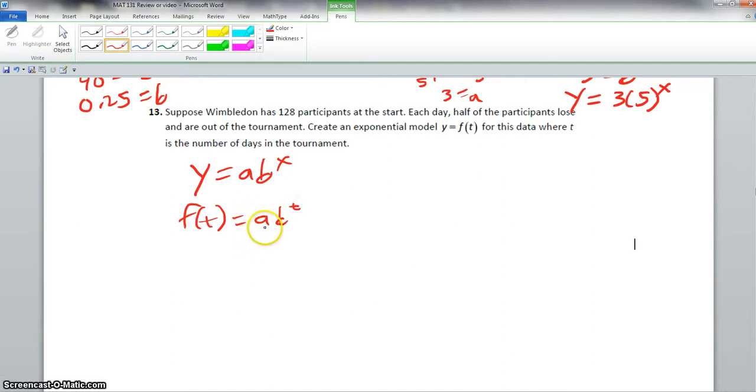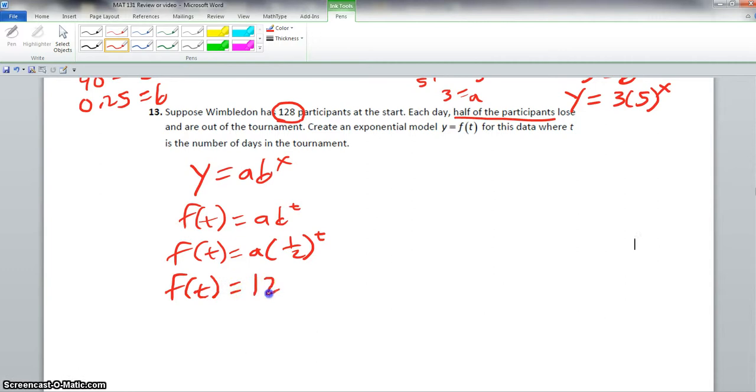Now remember, our b typically represents our slope. So if they're telling us that half of the participants lose and are out of the tournament, we have f of t is equal to a times 1/2 to the t power. Now also we have this here, our y-intercept. This is what we started with, the 128, so that is our a. So we have f of t is equal to 128 times 1/2 to the t power. And we're done.